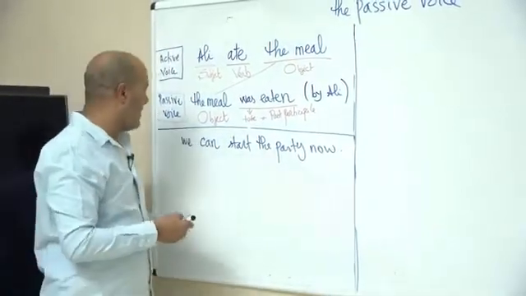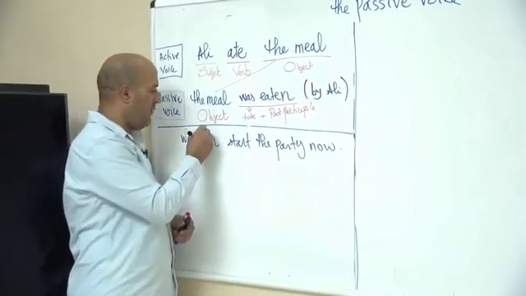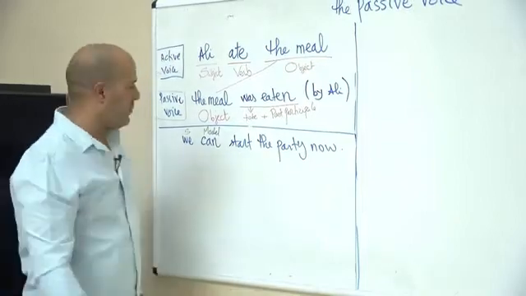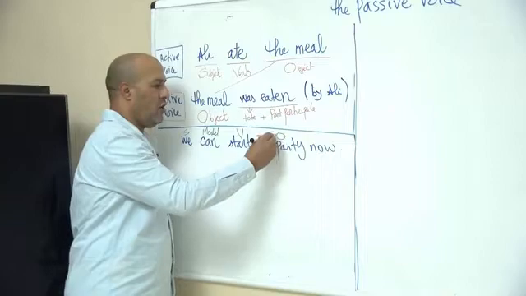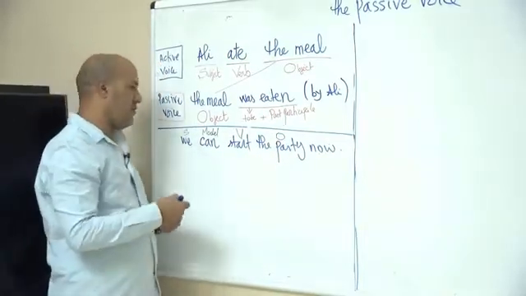So let's look at this sentence. We say that it has a subject. And here we have a modal verb, which is can, and we have the verb and the object. Normally we start with the object. So the party.